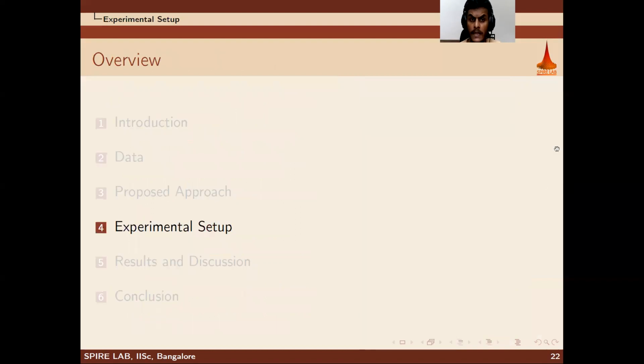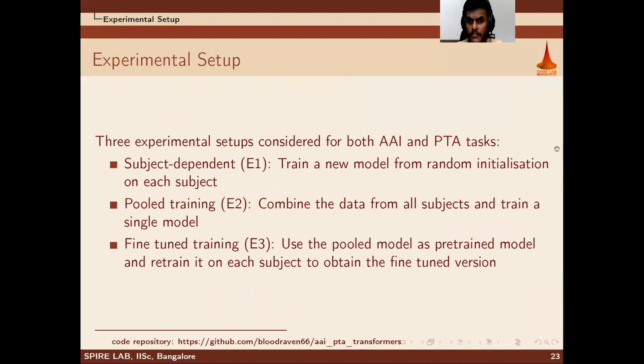Now looking at the experimental setups. So we mainly have three different experimental setups, starting with the subject-dependent setup, where we train a new model on each of the 10 subjects so that we'll have 10 different models. Next, we have pool training. Here we combine the data from all these subjects and train a single model. Now coming to fine-tune training, we use the pool model as a pre-trained model and retrain it on each subject to obtain a fine-tuned version.